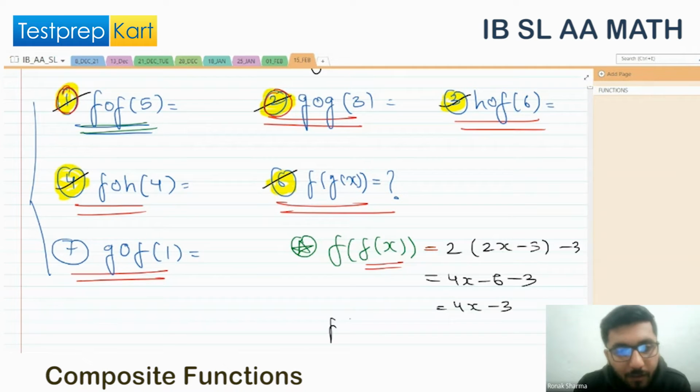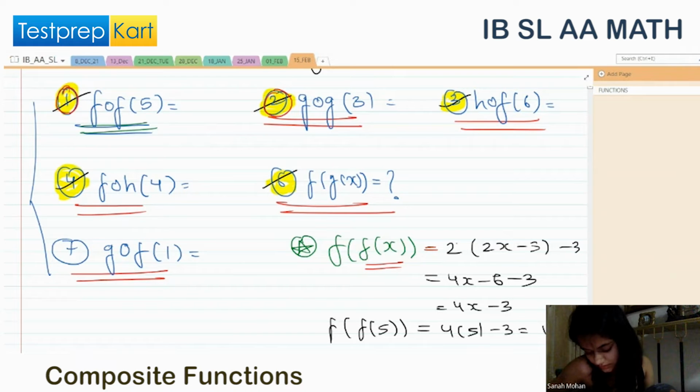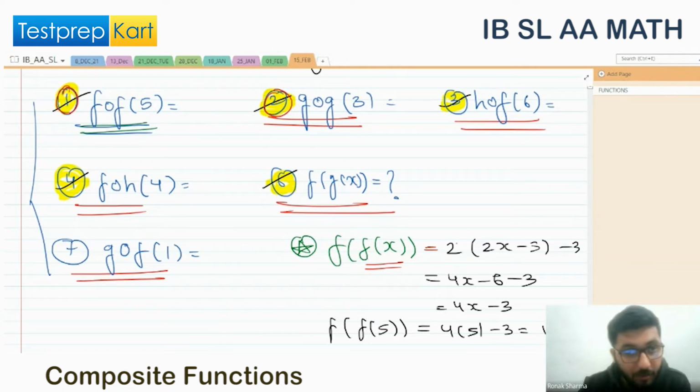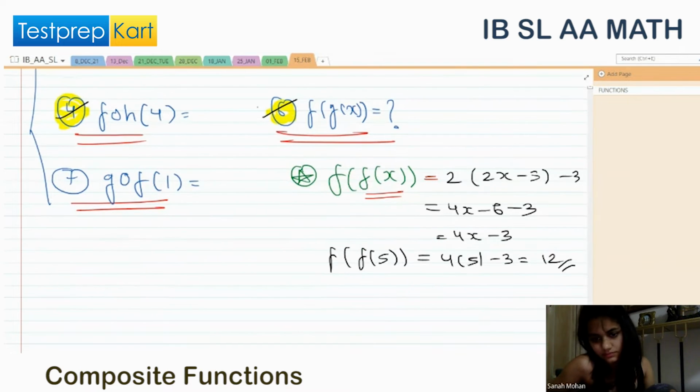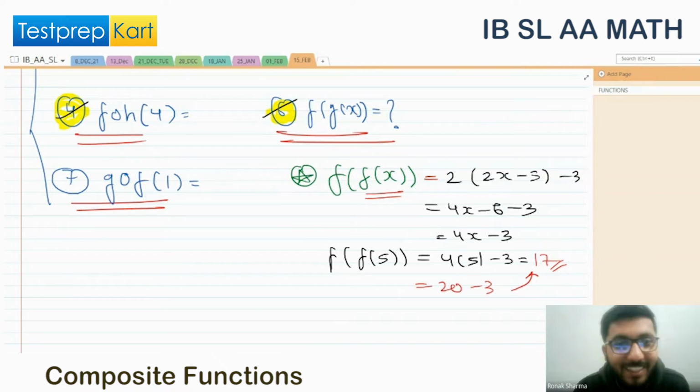Now if we calculate f of 5, that will be 4 times 5 minus 9. So are you getting 12? No, 4 times 5 is 20, minus 3. You didn't get 17? You made a calculation error. Okay.